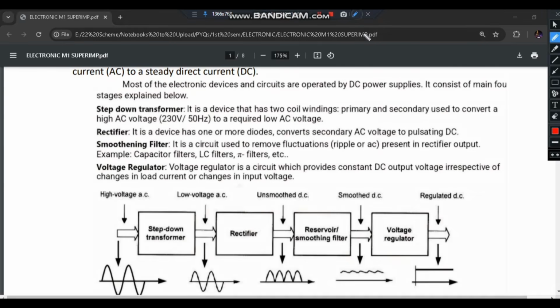To do that, a circuit is used. In it there are 4 components. This is the first one, second, third and fourth. So we'll have a look at what these are.